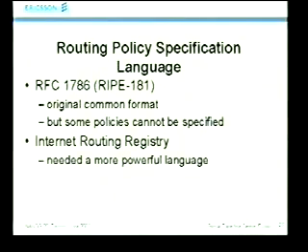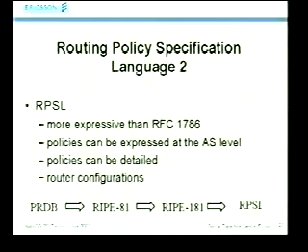So, back again to routing policy specification language. It was based on RFC 1786. It was the original common format for data in this Internet Routing Registry. However, it had some weaknesses. Some policies cannot be specified in this format. The Internet Routing Registry people decided if this is going to be useful, we need a much more powerful language capable of expressing the policies that people actually use. So this, I'm afraid, is a little bit of a history lesson.